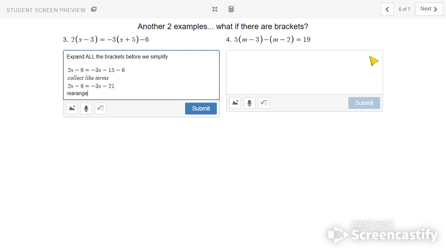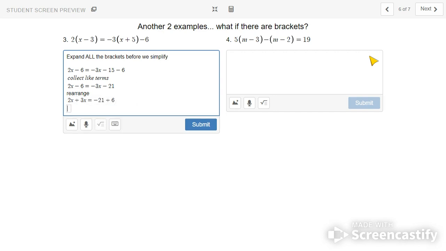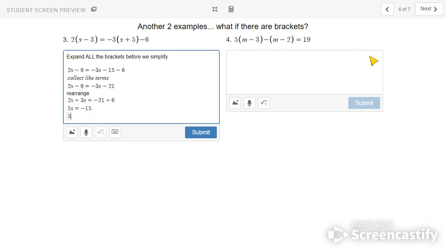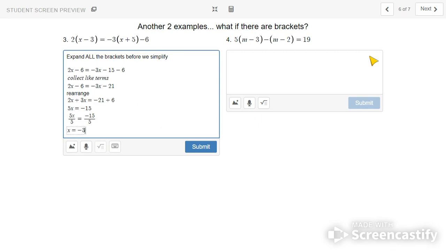Now I'm going to rearrange. 2x plus 3x equals negative 21 plus 6. Collect like terms again. 5x is equal to negative 15. And we're going to divide both sides by the coefficient of 5. So x is equal to negative 3.